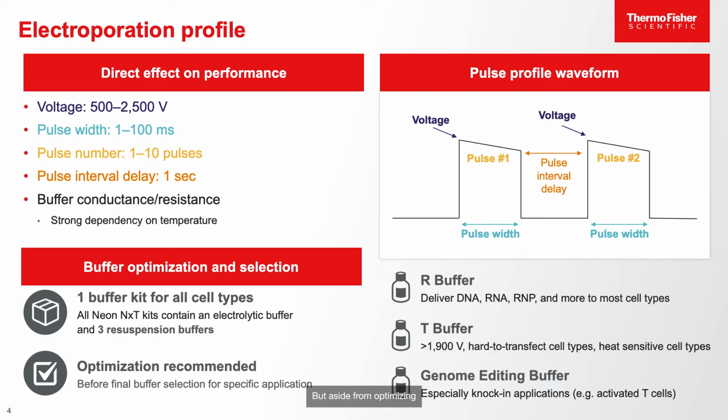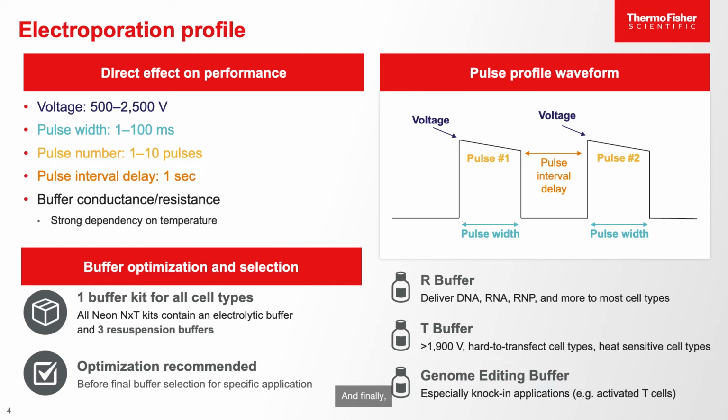But aside from optimizing the electroporation profile and the electric pulse, selecting the right electroporation buffers for your specific applications is also necessary. The Neon NxT kit contains one electrolytic buffer, which can be used for all applications, and 3 different resuspension buffers you can choose from to optimize for different applications. The R buffer is optimized for efficient and gentle electroporation of mammalian cells and is really ideal for transfecting a wide range of different cell types, including primary cells and stem cells. T buffer is designed for hard-to-transfect cell types, specifically those that require higher voltages.